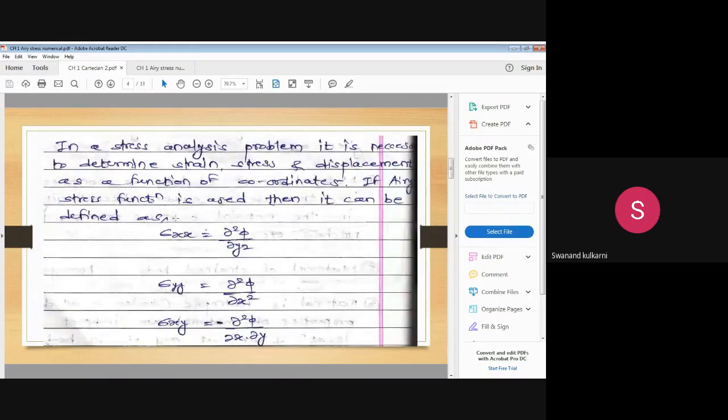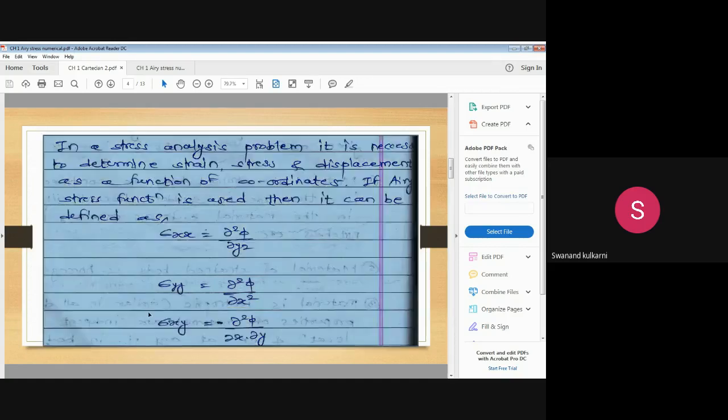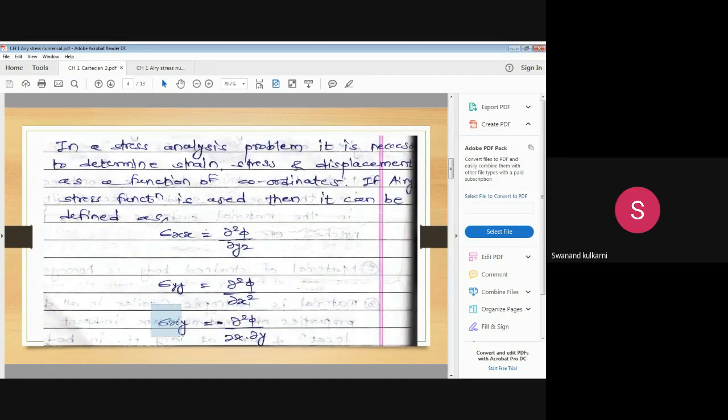Then, the Airy stress function gives the stress values. Suppose sigma xx is the stress along x-axis. Then sigma xx is equal to del square phi upon dy2, and sigma yy is equal to del square phi upon dx2. Similarly, sigma xy is equal to minus dou 2 phi upon dou x dou y.